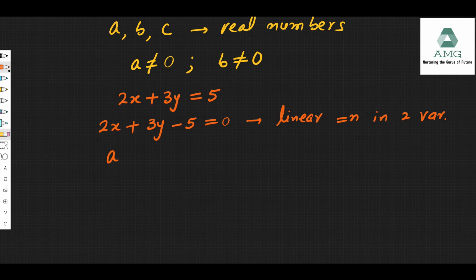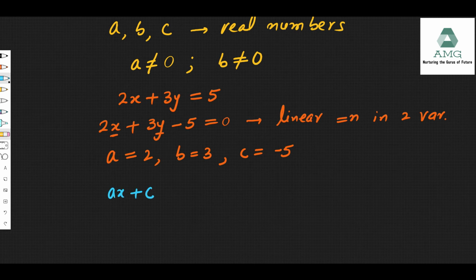Here, if we have a look at the values of a, b and c, the value of a is 2, b is 3 and c is minus 5. And it has obviously two variables, x and y. That's why it is called a linear equation in two variables.